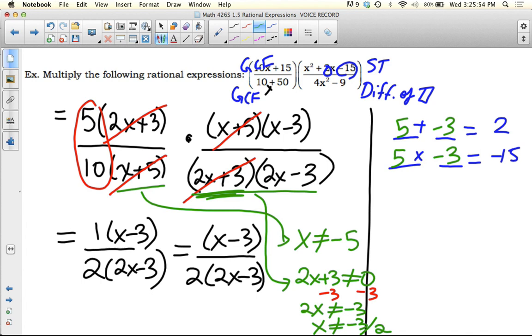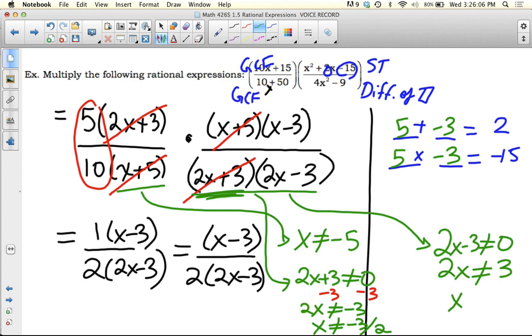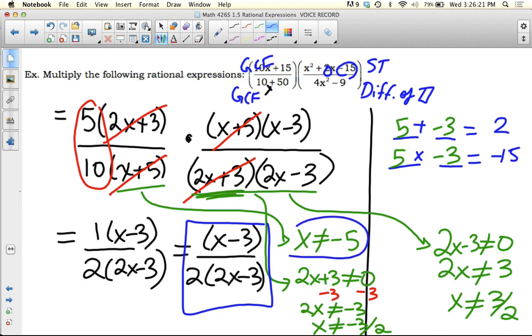Okay? And it's going to be the exact same thing for this guy. 2x minus 3 cannot equal 0. So 2x cannot equal 3. And if I divide by 2 on both sides, x cannot equal 3 over 2. Okay? So final answer here, we have x minus 3 over 2x minus 3 with the restrictions of x cannot equal negative 5, x cannot equal negative 3 over 2, and x cannot equal positive 3 over 2.